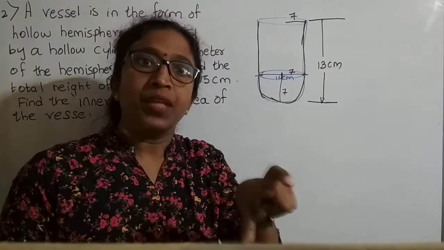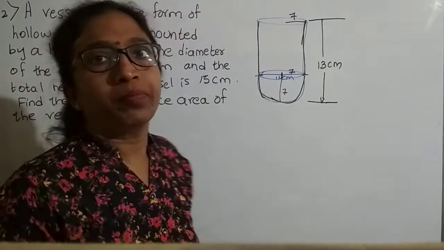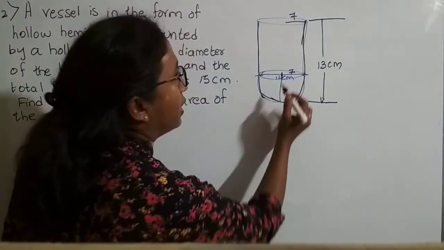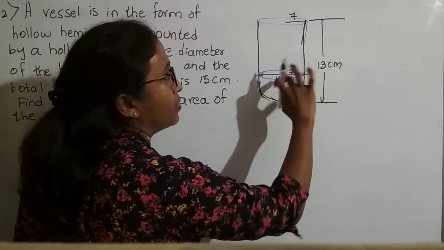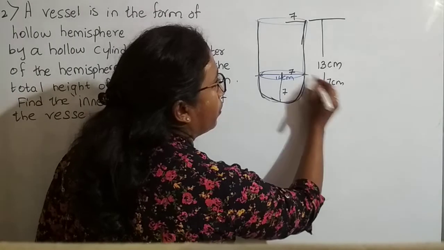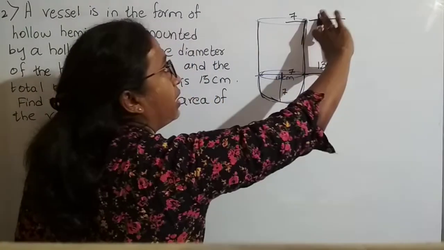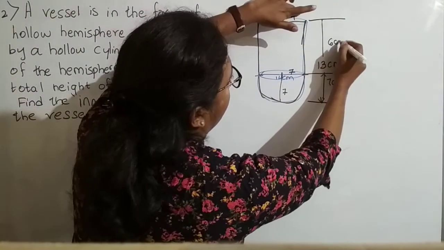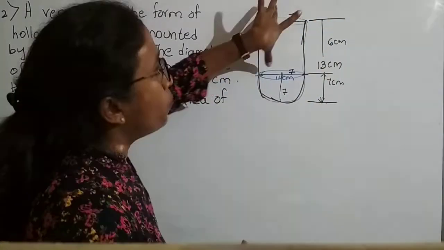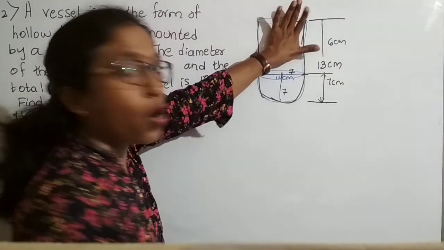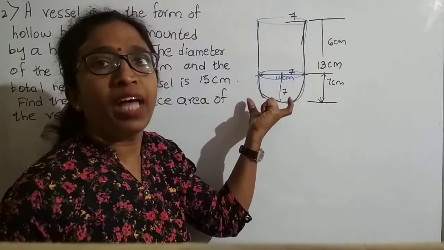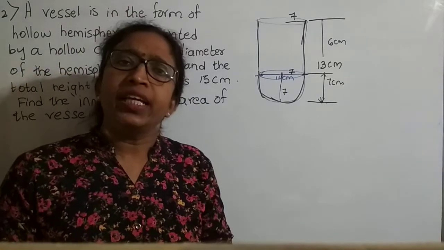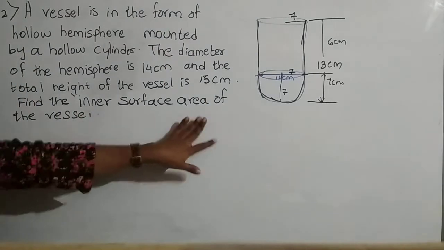The radius and the height of the hemisphere will be the same. Why? Because you all know the sphere is equidistant from the center. So here we said the height is the same as the radius. So this much is 7 centimeter, from here to here it is 7 centimeter. So can we find the height of the cylinder particularly? 13 minus 7, which will give you 6 centimeter. This is the height of the cylinder. Okay, so with 2 pi R H, we can find the CSA of the cylinder. We can find the CSA of the hemisphere, and then when you add, we can find the total CSA of the vessel. Correct?